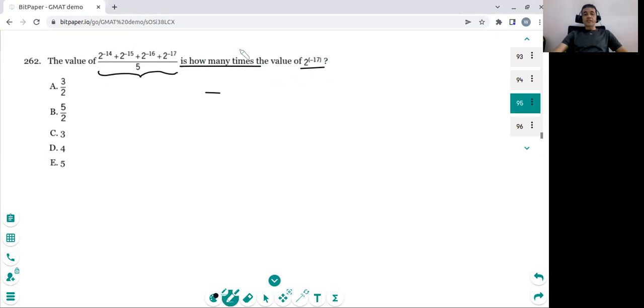But the thing here is how many times. So as it is how many times, we have to divide this by that to see how many times this is greater than that. Or come to something like this is k times 2 to the power of negative 17. So you can say that this is k times bigger than that. Well, let's evaluate this expression and see what we can do. How can we compare that to 2 to the power of negative 17?